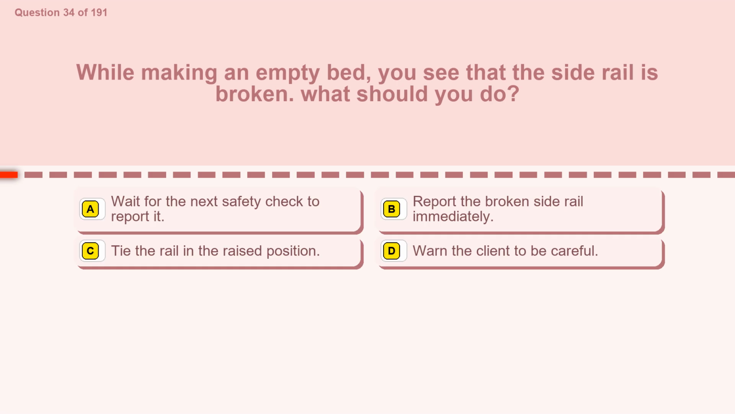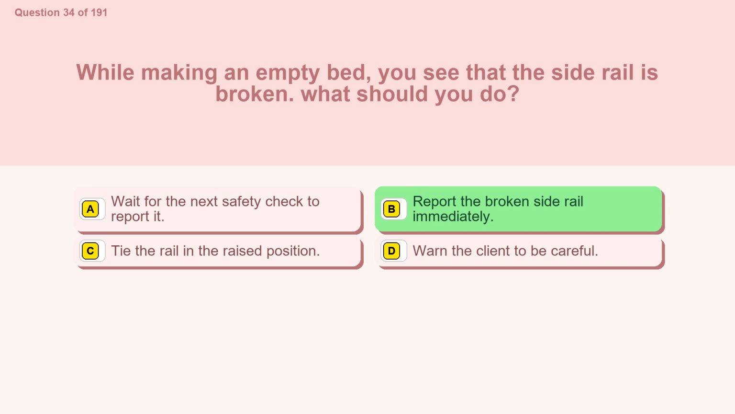Question 34. While making an empty bed, you see that the side rail is broken. What should you do? Option A. Wait for the next safety check to report it. Option B. Report the broken side rail immediately. Option C. Tie the rail in the raised position. Option D. Warn the client to be careful.